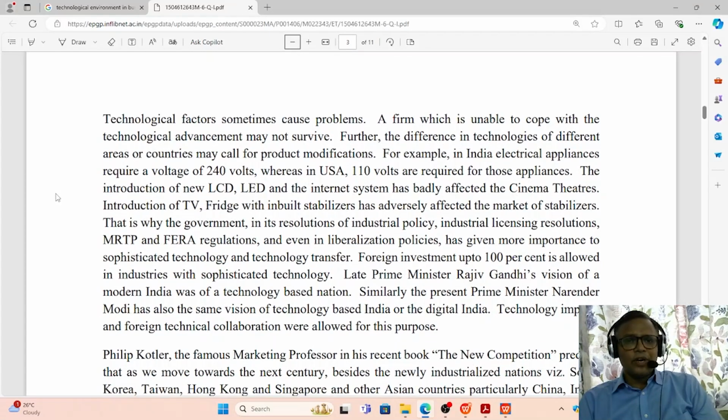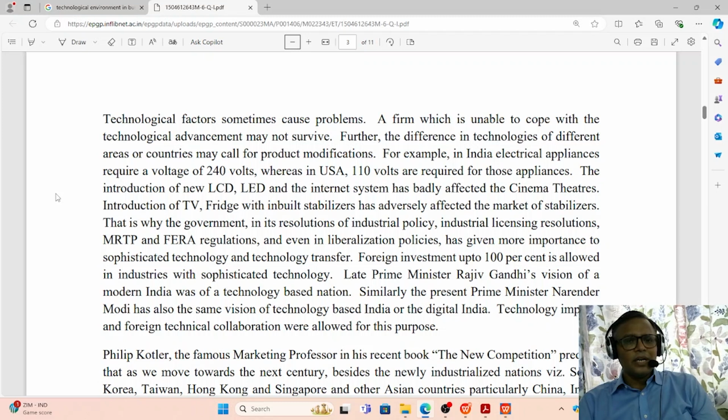Technological factors sometimes cause problems. A firm which is unable to cope with technological advancements may not survive. Further, the difference in technologies of different areas or countries may call for product modification. For example, in India, electrical appliances require a voltage of 240 volts, whereas in the USA, 110 volts are required for those appliances. Similarly, the introduction of new LEDs, LCDs, and the internet have badly affected cinema theaters. Introduction of TV, refrigerators, and inbuilt stabilizers has adversely affected the market of stabilizers.